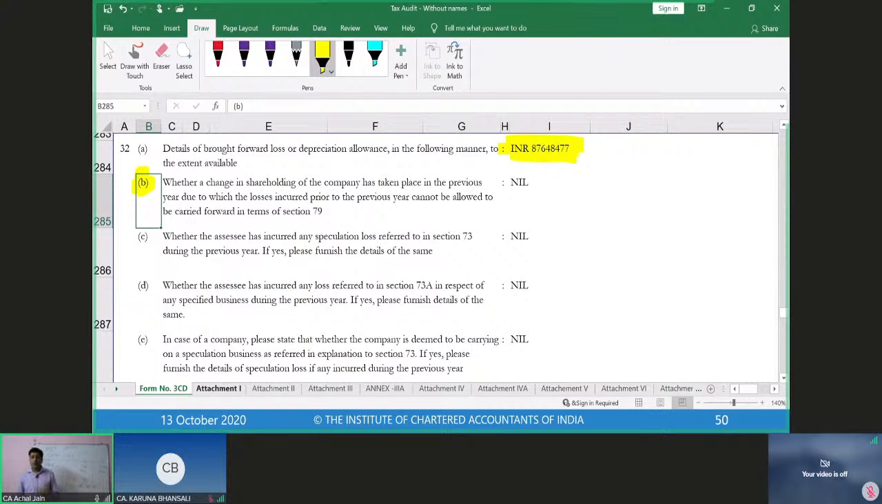For tracking down the brought forward loss or depreciation, what should the auditor do? First of all, he should check what was this amount which was reported in last year's Form 3CD, and what was this amount which was filed in the last year's income tax return. So those two will be the starting point for the auditor. In that amount, he would make the adjustments, whether those will be additions or reductions in respect of the current year or due to the current year transactions or due to the current year's business. After making all of those adjustments, auditor will get to the number which will be appearing in 32A.